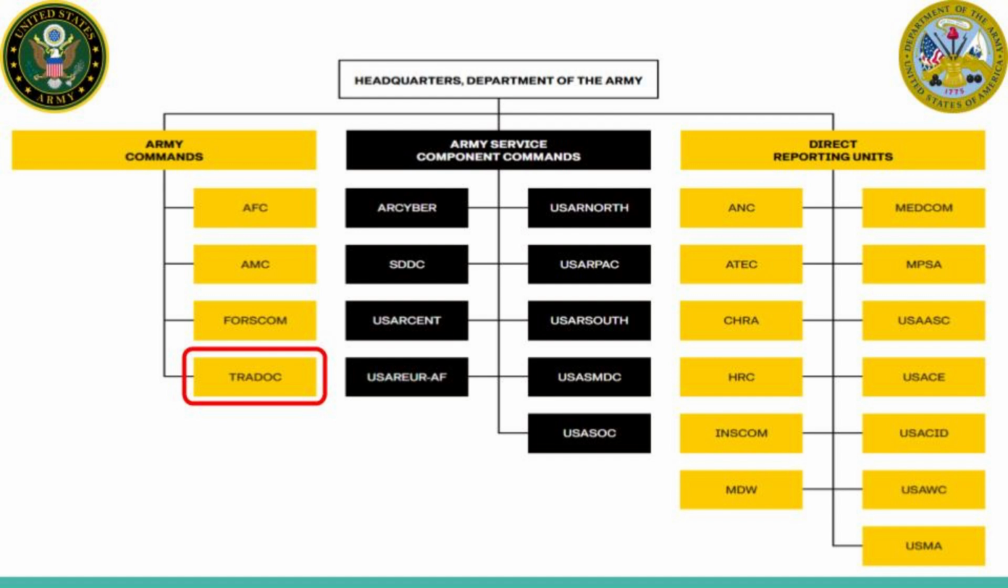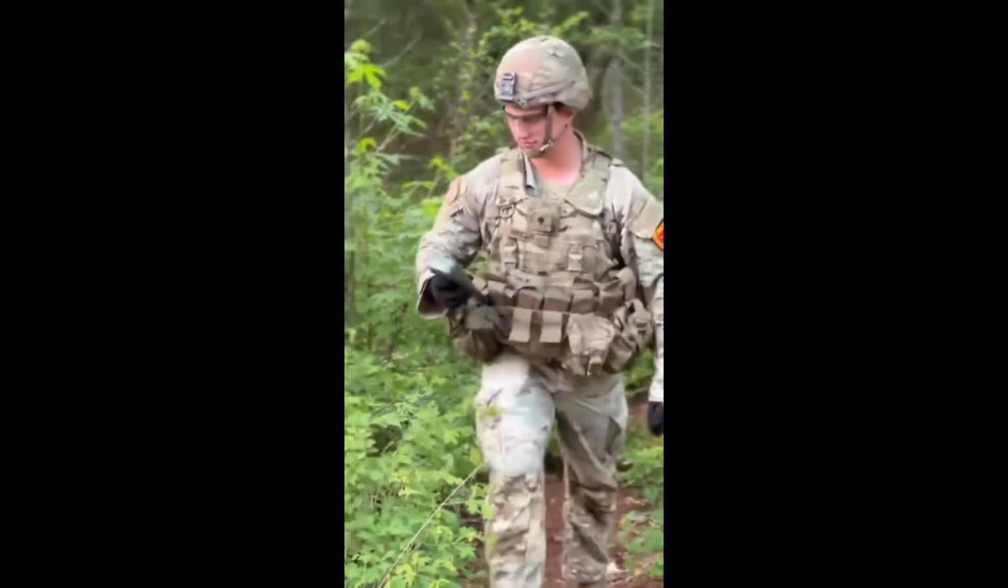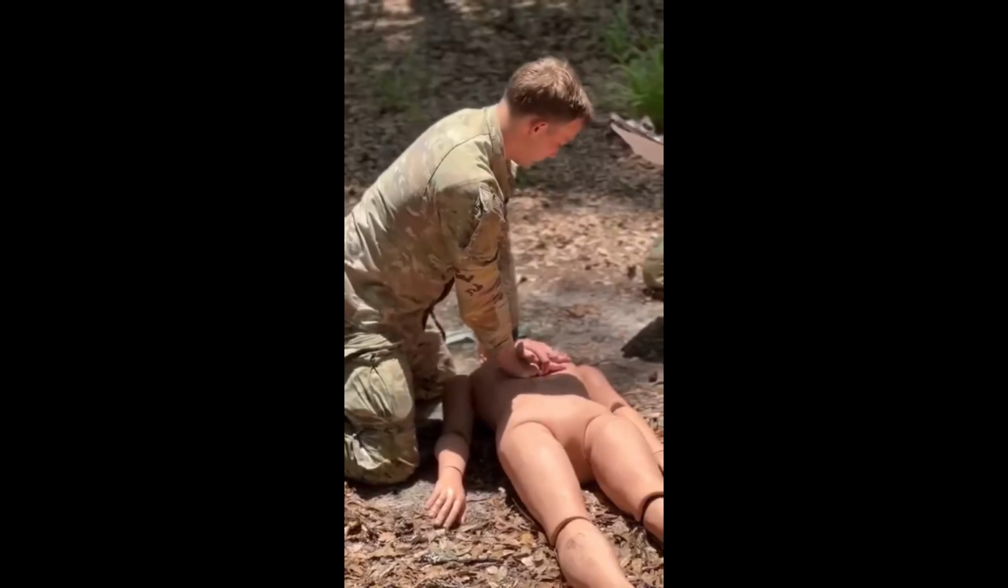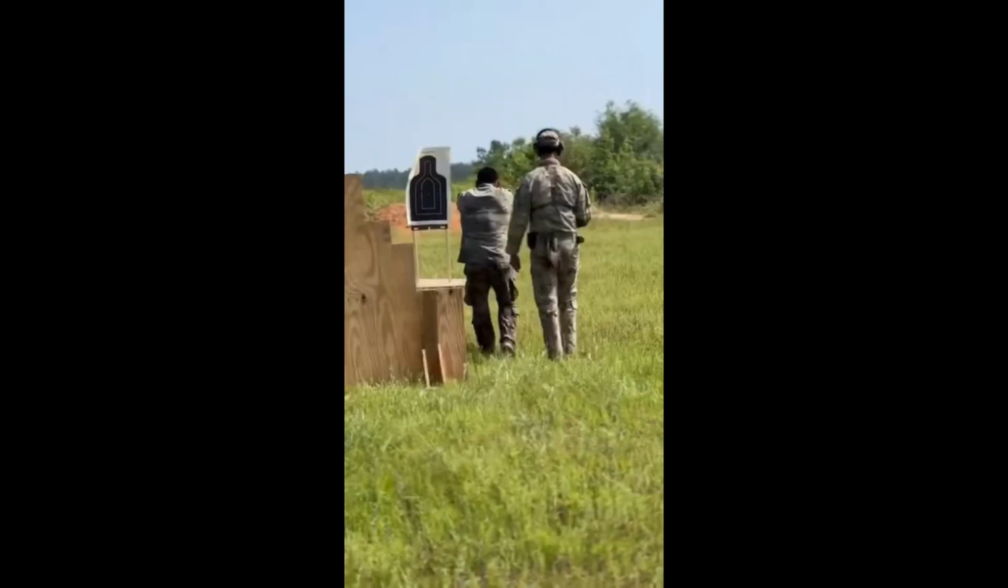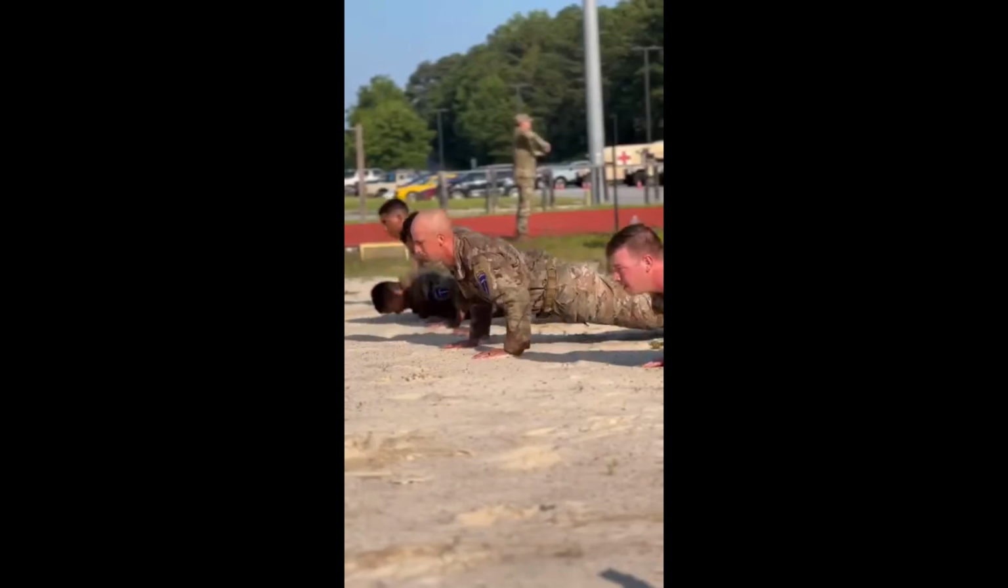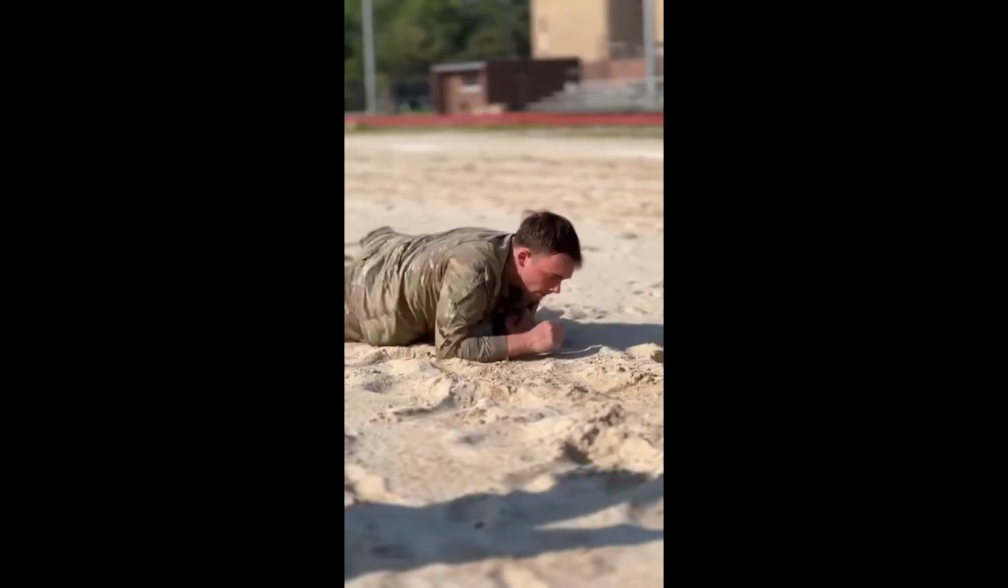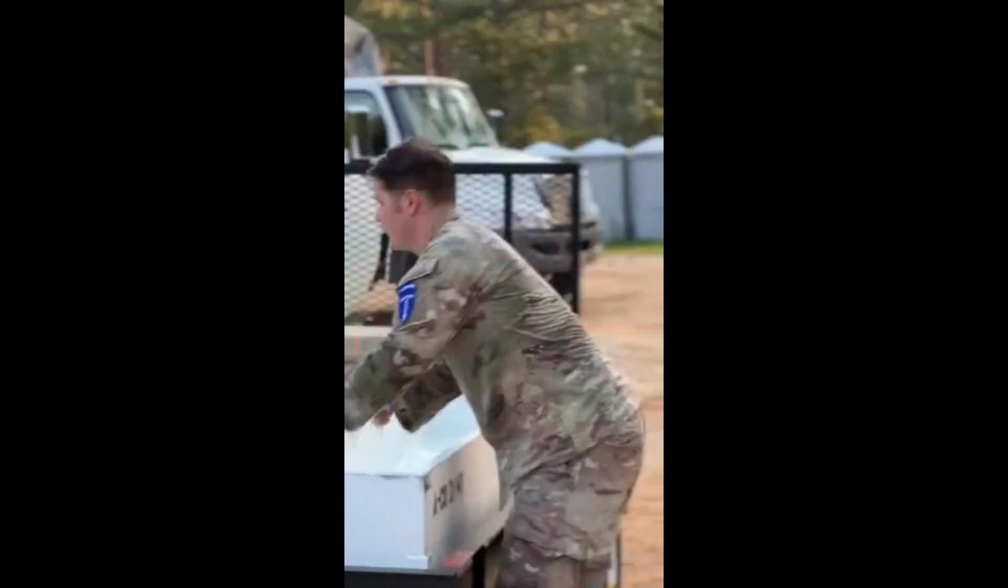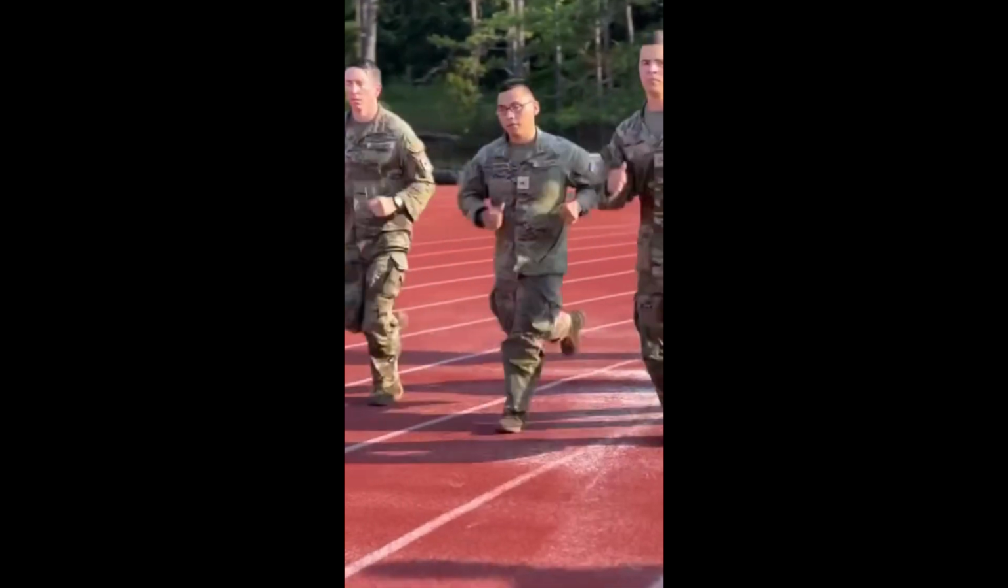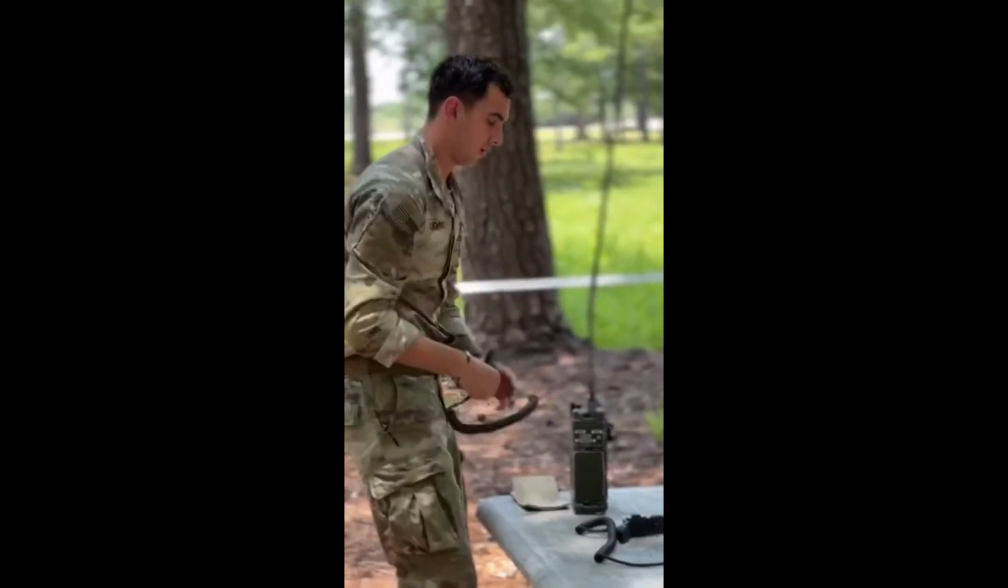Lastly, we have Training and Doctrine Command, most commonly referred to as TRADOC. They recruit, train, and educate Army soldiers, develop leaders, support training in units, develop doctrine, establish standards, and build the future Army. TRADOC is located at Fort Eustis, Virginia.